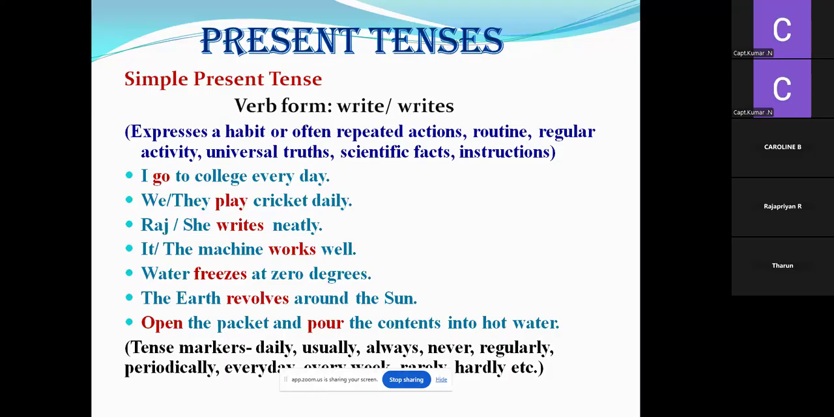Words like daily, usually, always, never, regularly, periodically, every day, every week, every year. So whenever we are using every with the time, and hardly, rarely. If these words are available in the sentence, that means you have to fill the blanks with only simple present tense. So these are called tense markers. I am giving you clues so that you can attend better.